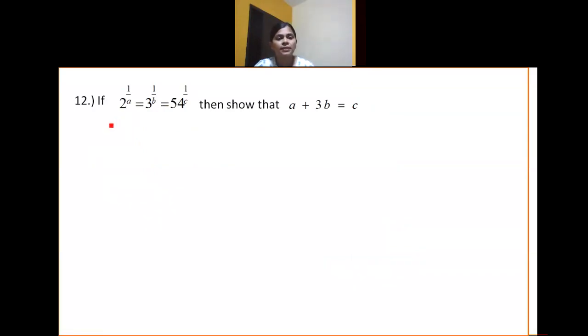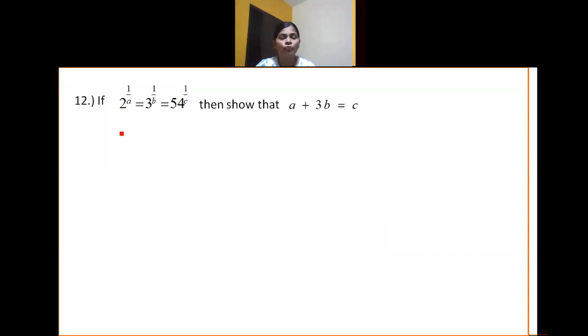We have the next sum. If 2 to the power 1 by a is equal to 3 to the power 1 by b is equal to 54 to the power 1 by c, then show that a plus 3b is equal to c. This is also a similar type of problem to the previous one we solved, but only one condition is given. Using this condition itself, we need to solve.